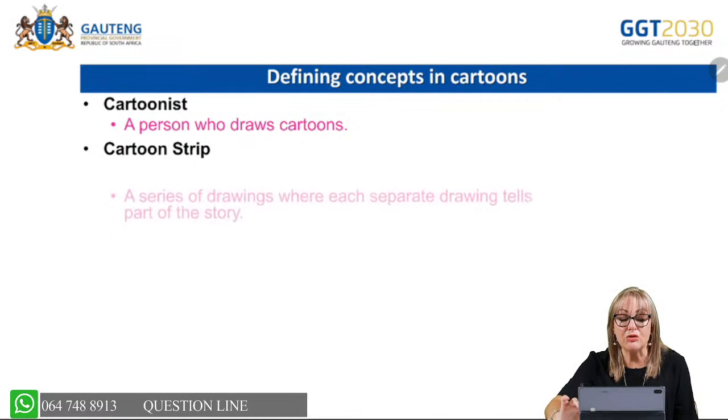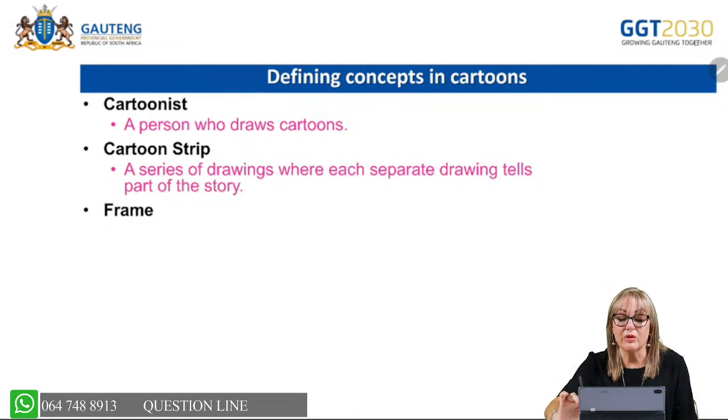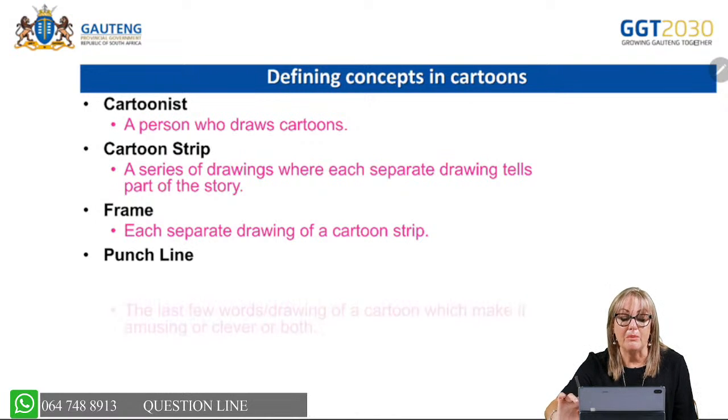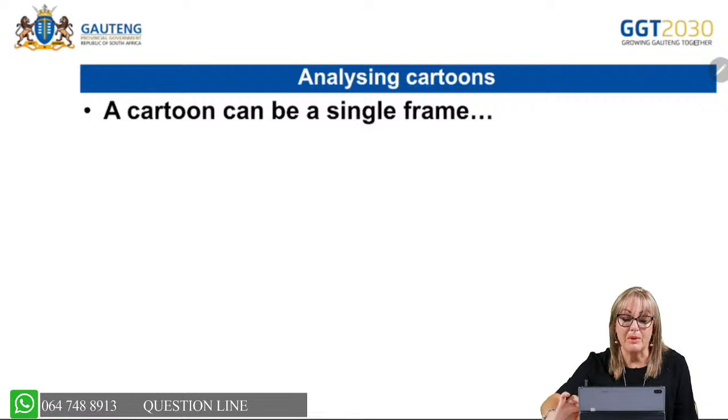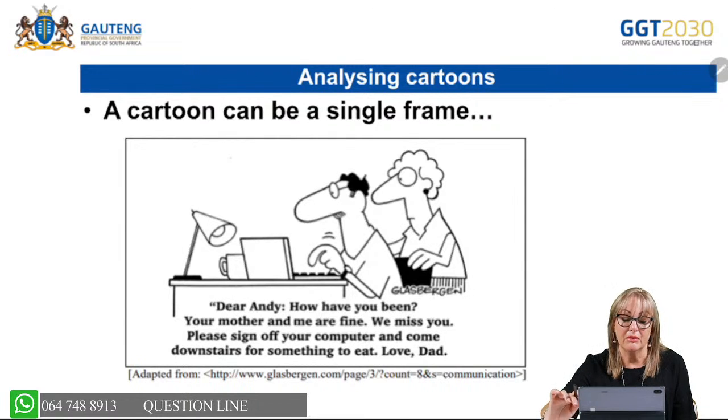A cartoon strip is a series of drawings where each separate drawing tells a part of the story. A frame is the separate drawing of a cartoon strip. And the punchline is the last few words or drawing of a cartoon which make it amusing or clever or both. That's the punchline. So now you can get either a cartoon in a single frame like this one.